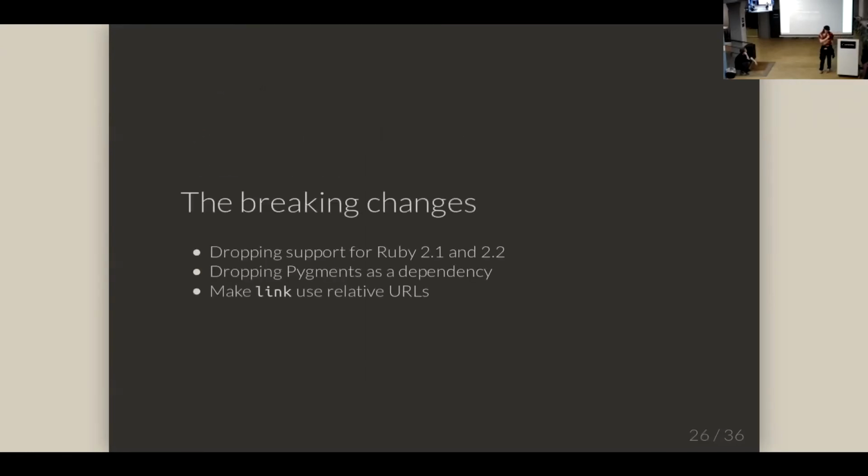Because we have a couple of breaking changes that we really want to get in. That's really what this version is for. The boring ones are, we're dropping support for Ruby 2.1 and 2.2. We're dropping Pygments as a dependency, which if you don't know is written in Python, which means we have to compile Python every time we install Jekyll, which is in Ruby. And that's annoying, and we don't want to do that, so we're removing that. And also we're gonna make the link tag that we talked about use relative URLs, which is a specific thing, but it's a thing we've wanted to do for a long time, and it's a big breaking change. So we've held off on it for the longest time, but now we're gonna do that.